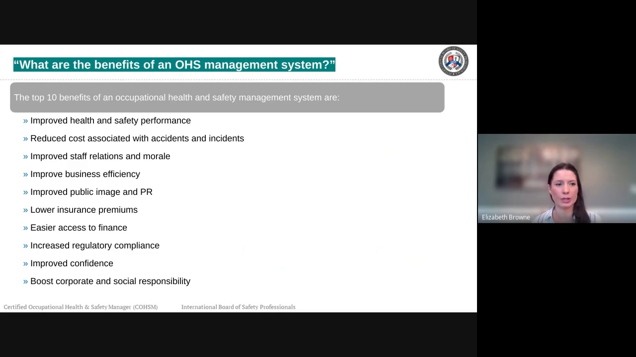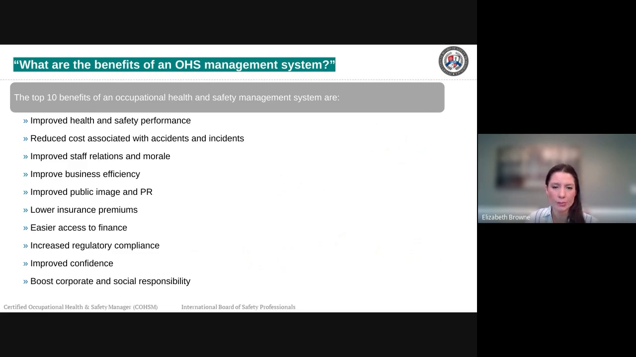Again, there's a trade-off between controlling hazards and productivity. But if we have healthy workers that are happy to be there and they're not injured, so they're not missing work, then overall our productivity and efficiency is going to be much higher. We also can improve our public image of the company and improve public relations. We'll lower our insurance premiums, which could lead to better creditworthiness for the company, so easier access to finance.